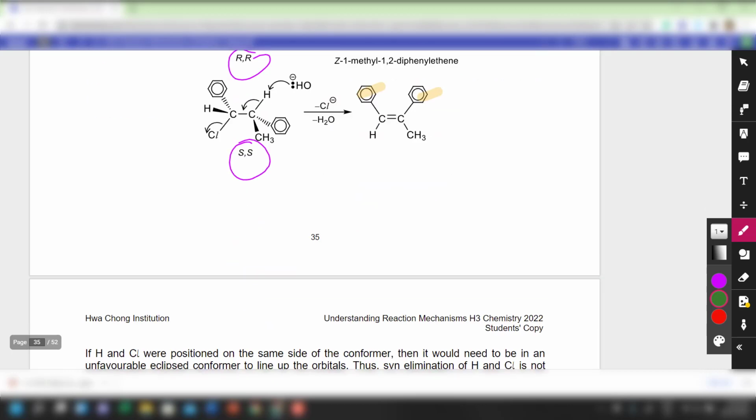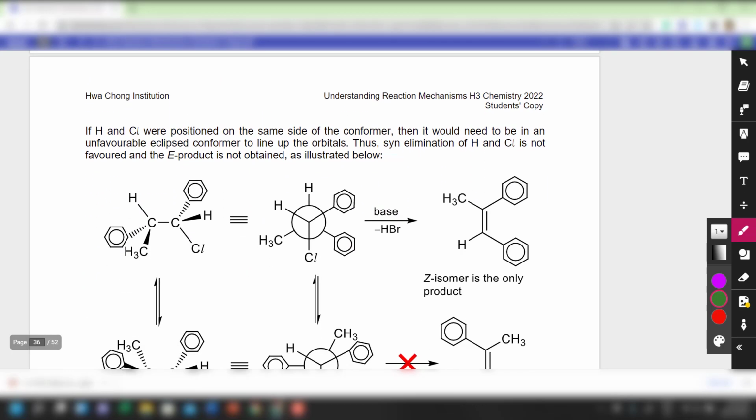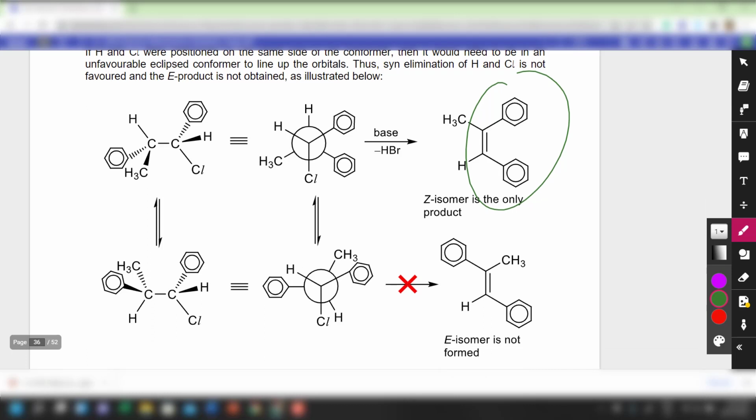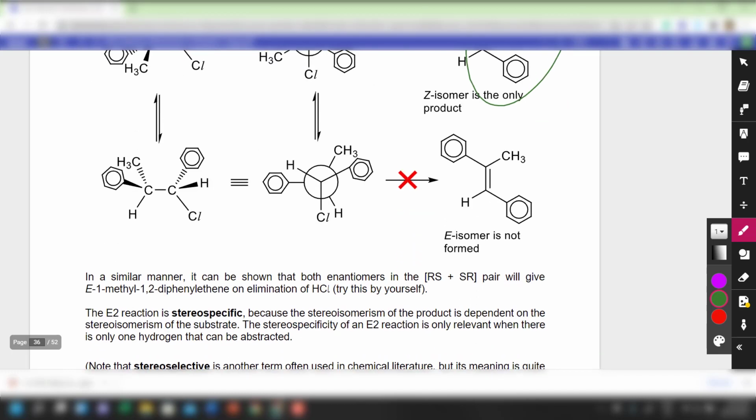If we need more explanation, perhaps we can do a video on that. So for anti-elimination, this is what happens. This is the same kind of Newman projection which we have showcased to you earlier on. So for elimination to take place, I'm getting this. But is it possible for me to get the syn-elimination product, which is the E isomer? No, it's not possible because it is too sterically demanding. So the syn-elimination pathway is totally off.